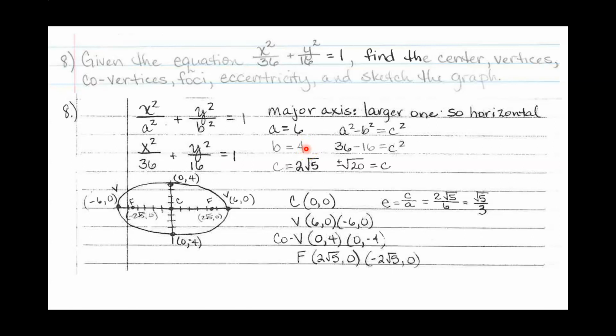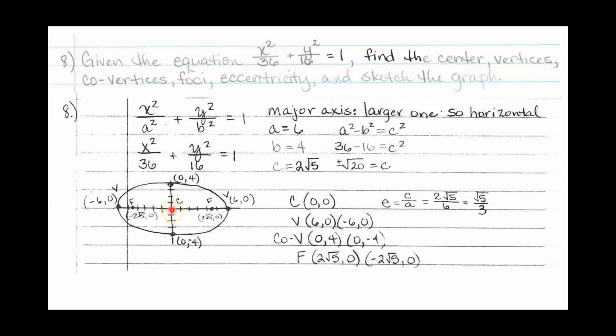So again, if I know a and b, I can use that to find c. So we're going to say 36 minus 16 is going to give us 20. So if 20 equals c squared, then the square root of 20, or 2 square roots of 5, would be equal to c. All right, so now let's go find what we know.